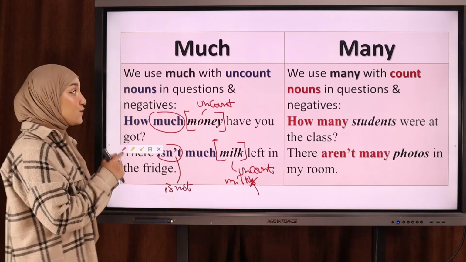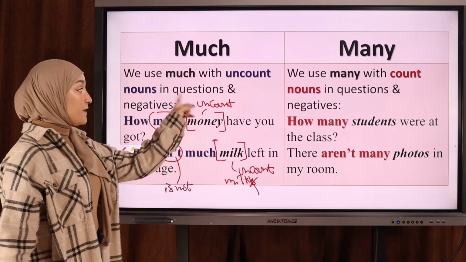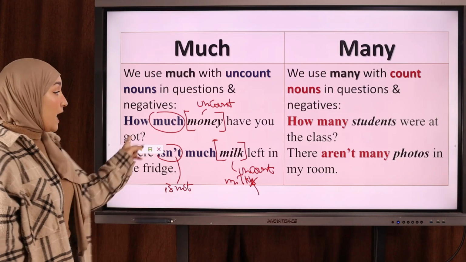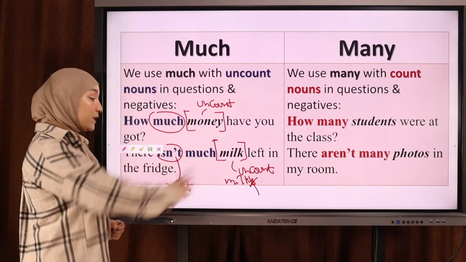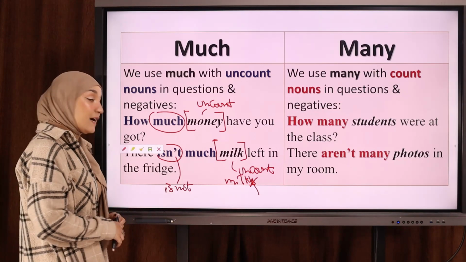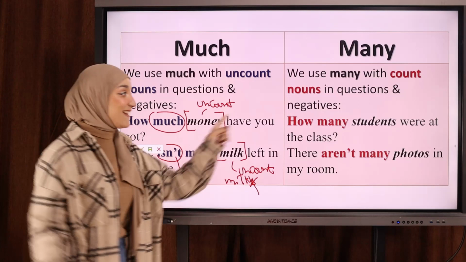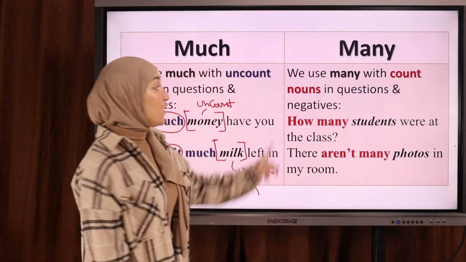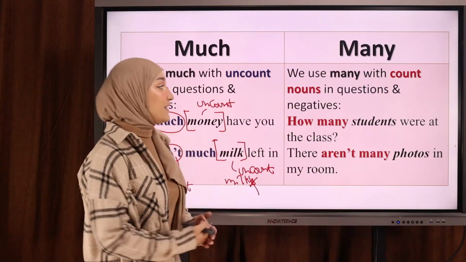Okay? So this is when we use much. نستعملها مع الأشياء الغير قابلة للعد في طرح الأسئلة وفي صيغة النفي. Okay? So, how much money have you got؟ كم تملك من المال؟ There isn't much milk left in the fridge. لم يتبقى الكثير من الحليب في الثلاجة. Okay? So, let's take a look at the other side. نتحدث عن many الآن. We use many, however, with count nouns in questions and negatives.